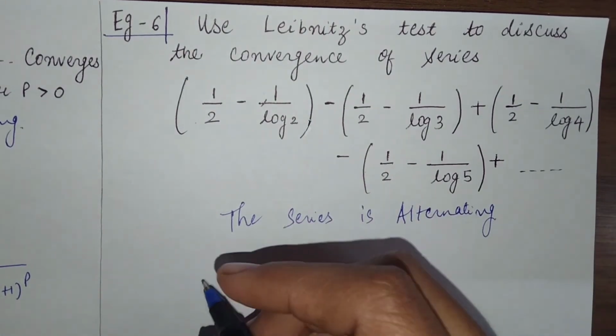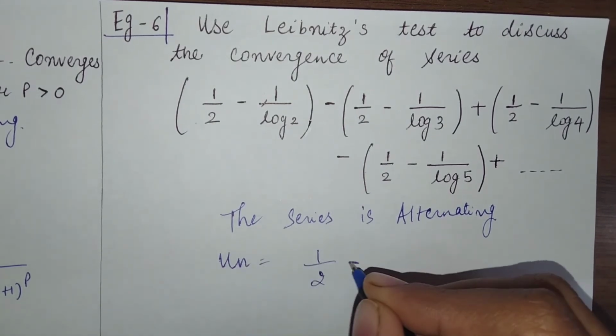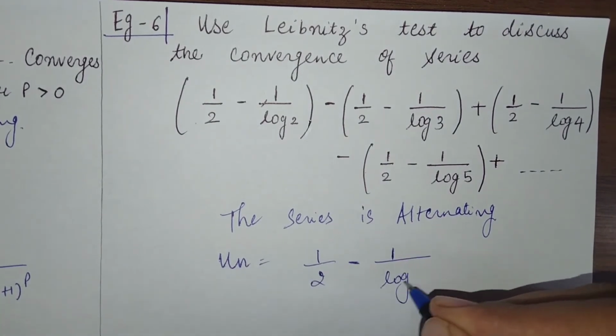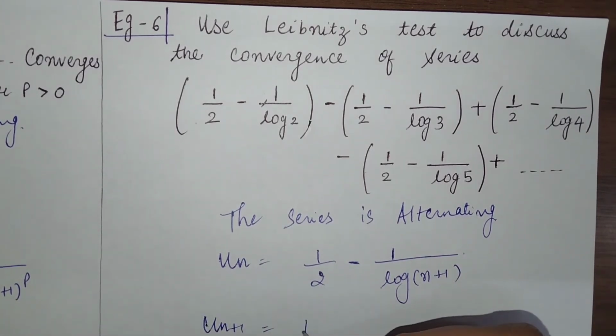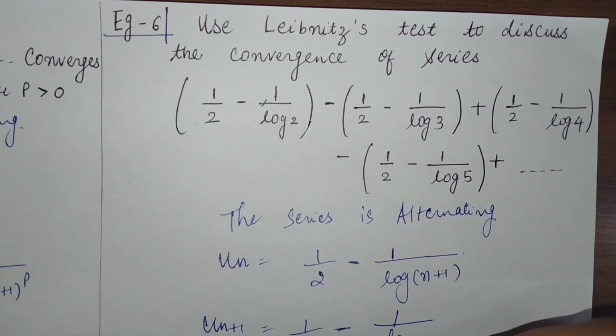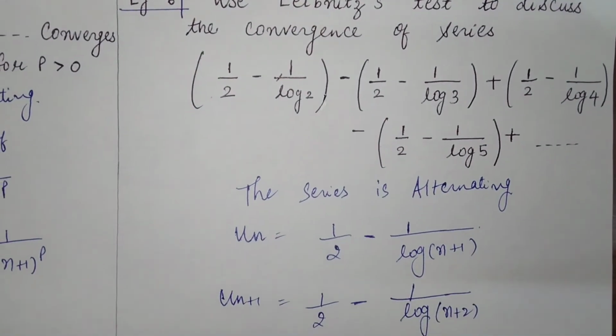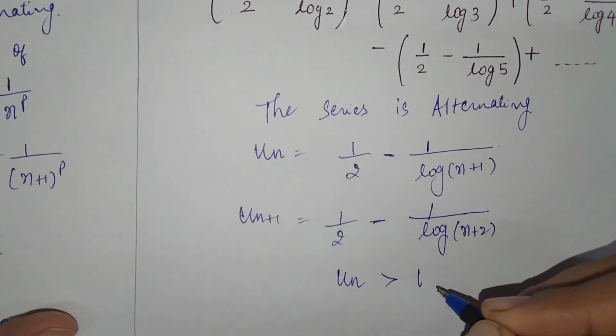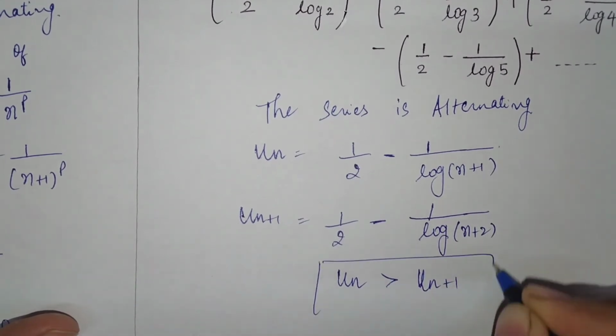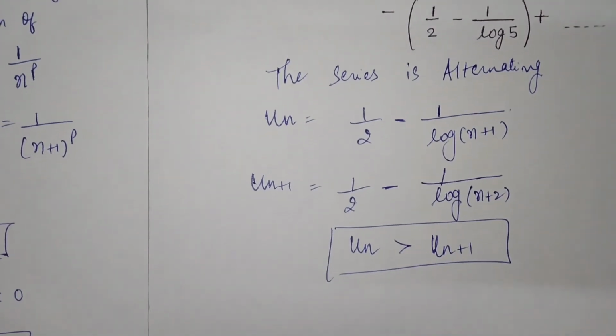So again our un will be 1 by 2 minus 1 by log n plus 1. And here you can see that un plus 1 will be 1 by 2 minus 1 by log n plus 2. So here by putting the values you can directly check that you will get un is greater than un plus 1. Okay, so the first condition of Leibniz's test is satisfied.